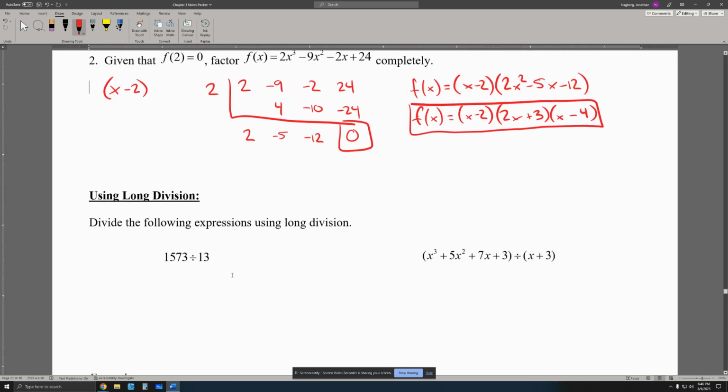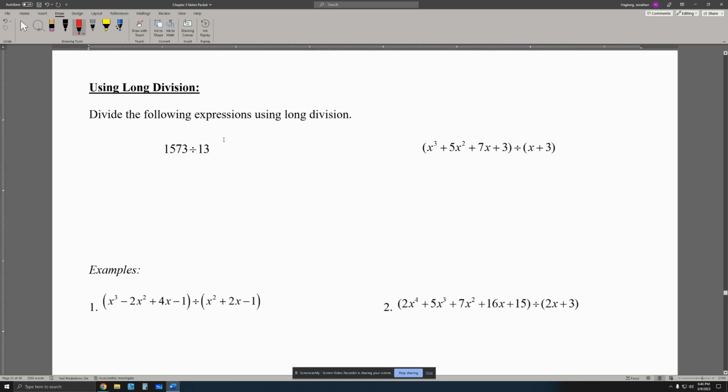All right. Now let's use long division. We'll start with this first problem here. This is something that you might have seen earlier in grade school. We can go ahead and use long division here. So the dividend is 1,573. We're going to divide this by 13.